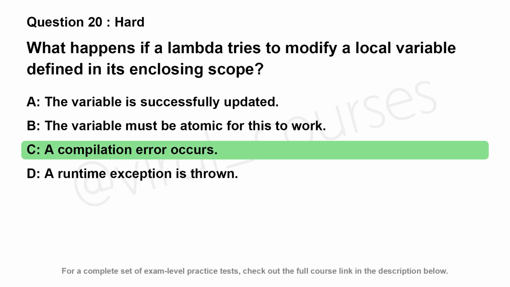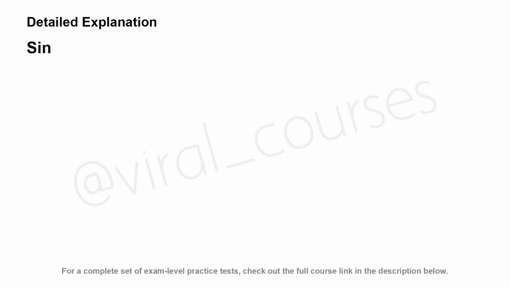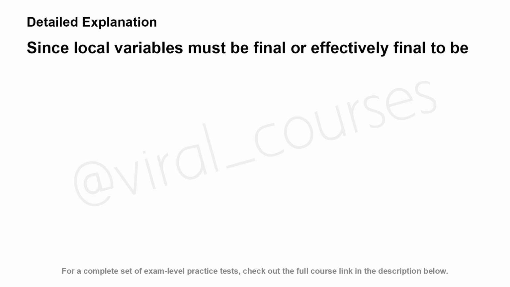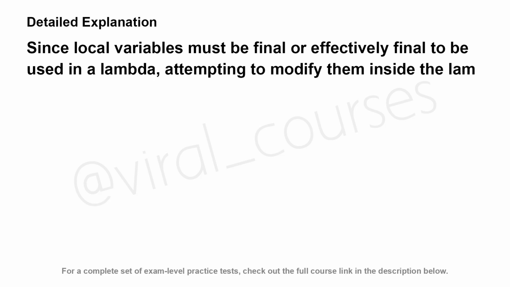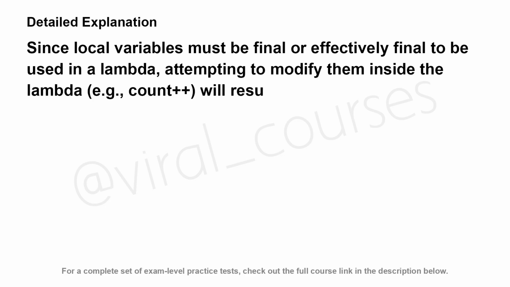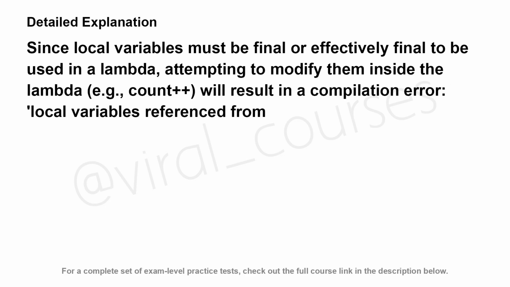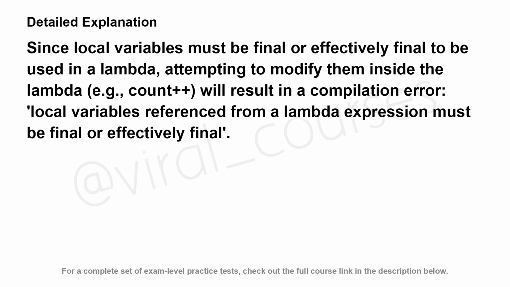The correct answer is C. Since local variables must be final or effectively final to be used in a lambda, attempting to modify them inside the lambda, e.g., count++, will result in a compilation error. Local variables referenced from a lambda expression must be final or effectively final.